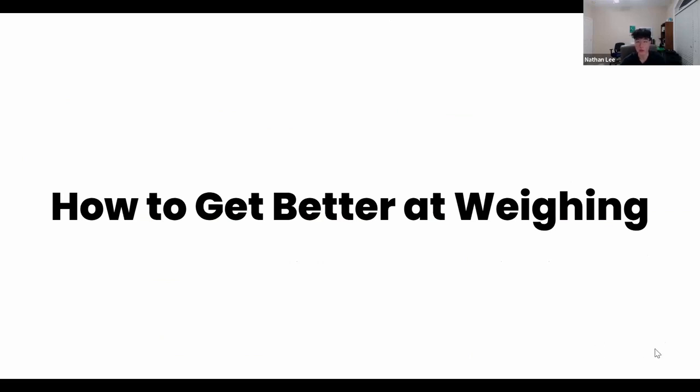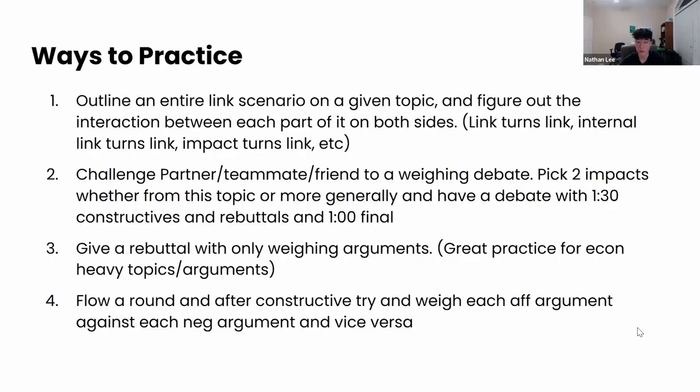So how do you get better at weighing, whether it's any of the four types we talked about today? A couple drills you can do is to first outline an entire link scenario on a given topic. So set up a practice debate, kind of like the drill we did, and then figure out the interaction between each part. So whether you're going for link turns and you're weighing those, or you're going for impacts, etc. Second, make use of the friends and teammates you have. So literally do the drill that we just did today with your friends, and then just keep drilling constantly. I promise you, even though it seems rudimentary, just repeating those same practices will really be helpful.